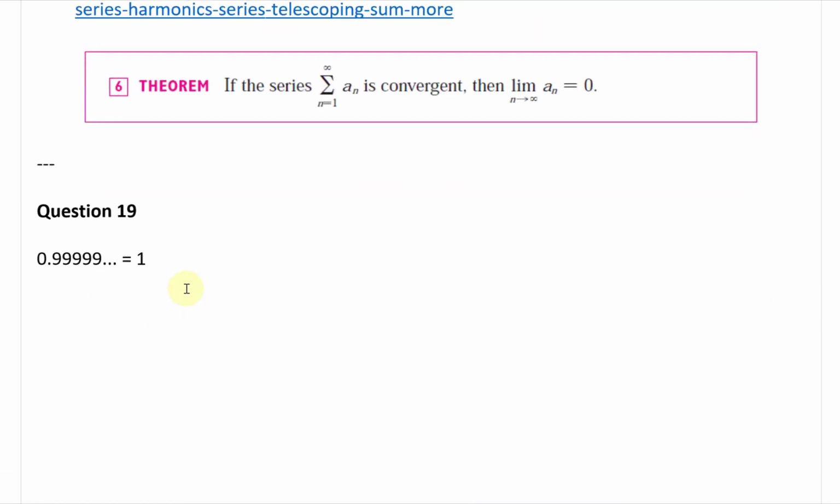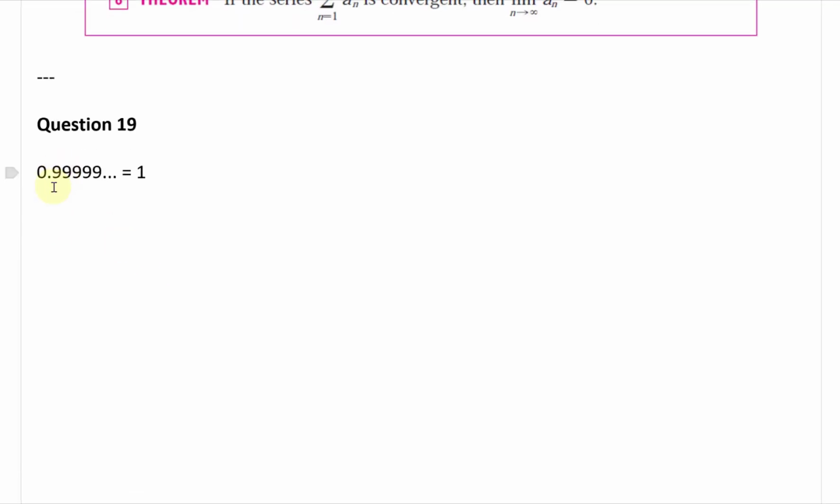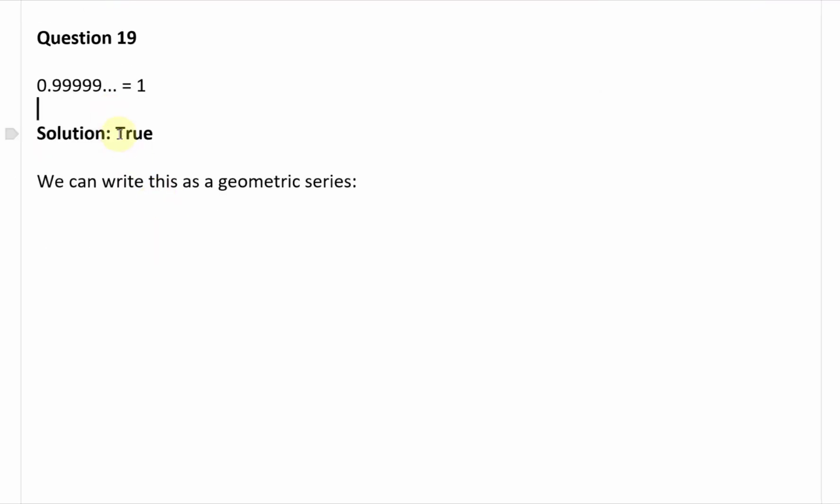All right, now let's take a look at question 19. This one states 0.9999999, etc. equals 1. So if we view numbers as infinite series, then this is in fact true, as we'll show. All right, so let's look at the solution. The solution is it's true.